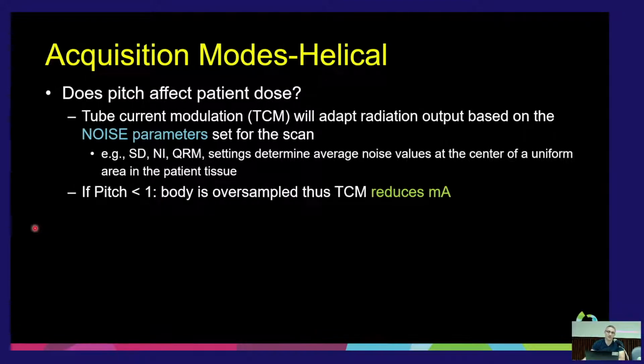So let's go through these two scenarios, this idea of pitch less than 1 and pitch greater than 1. How is the dose affected when we use tube current modulation and pitch?